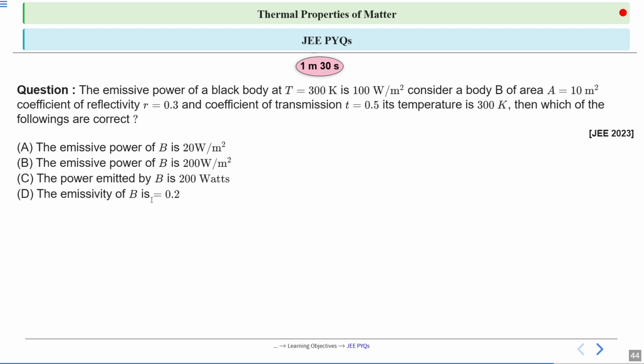So this is a multiple select question. There is more than one correct answer. So please solve this question. You have some time. After that, we will provide the solution of this question.